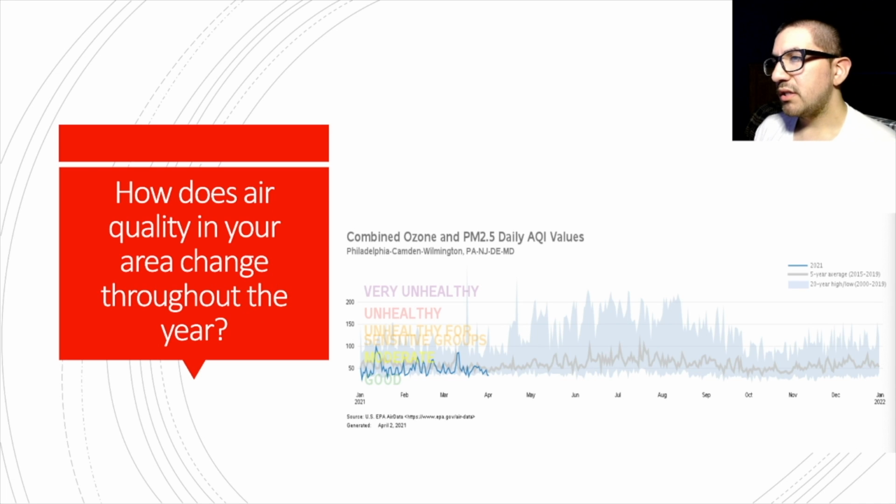How does air quality in your area change throughout the year? Well, according to this chart from the United States EPA air data, in 2021, the little graph that goes up and down between good and very unhealthy only reached a maximum of 100, which is unhealthy for sensitive groups. So it's been in the moderate range most of the year. So far, it doesn't look bad. It looks a little bit above normal, but that's pretty much it.